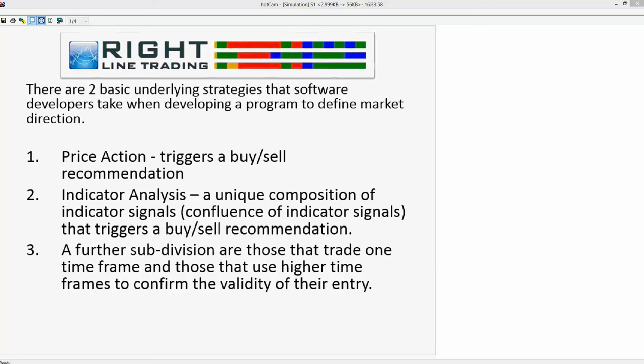Now, a further subdivision are those that trade one time frame and those that use higher time frames to confirm the validity of their entry. And I think that we would all agree that if you can look at multiple time frames to confirm the validity of the entry, it does increase the predictive value, the positive predictive value of the entry. The problem with that is that looking at multiple time frames can be very cumbersome and difficult.